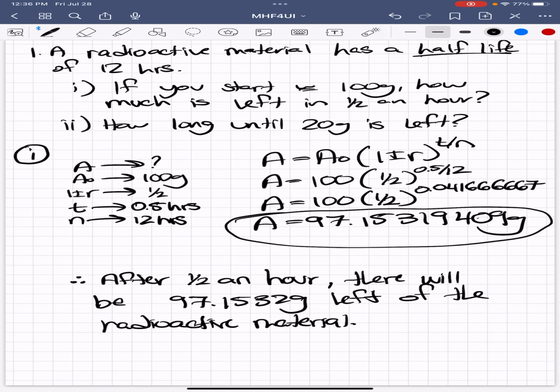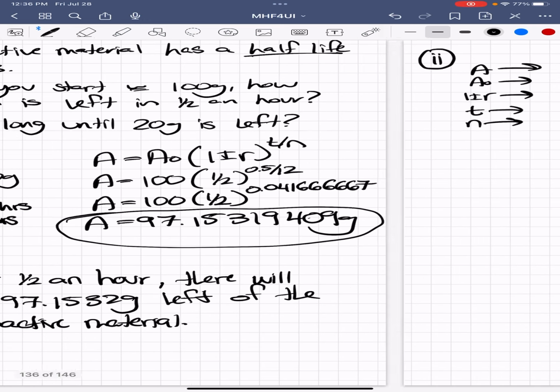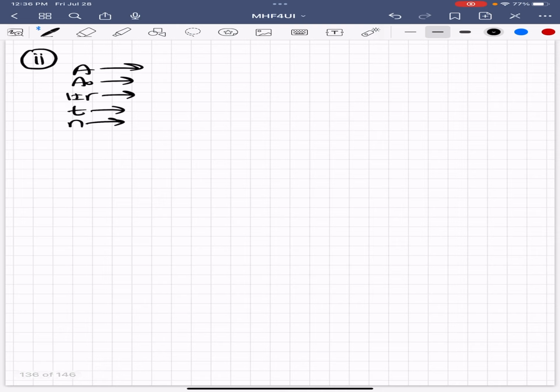So, we solved question number 1. If you start with 100 grams, how much is left in half an hour? And then question 2 says, how long until 20 grams is left? So, our final amount is 20 grams. We started with 100 grams. We have a half-life, so our decay rate is half. Time elapsed, we don't know.